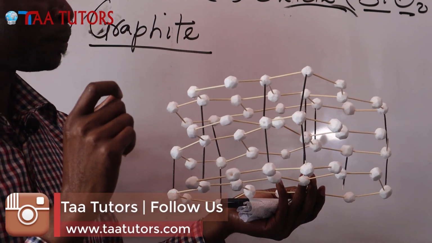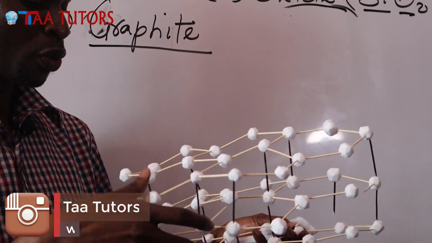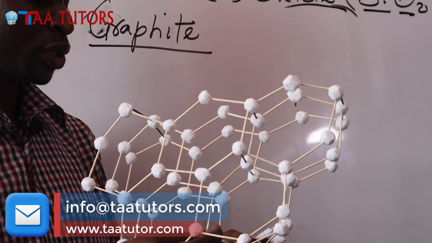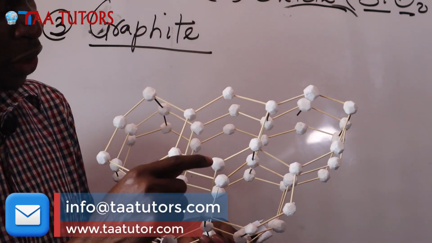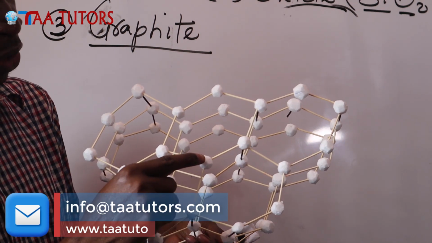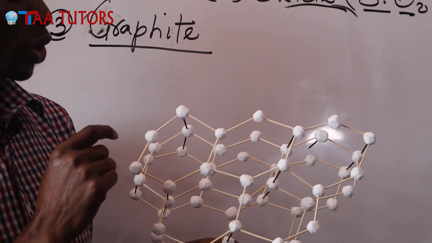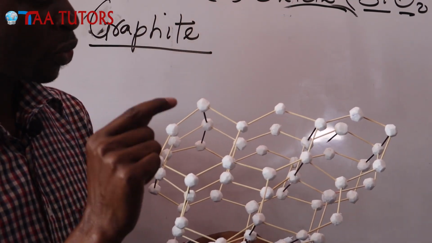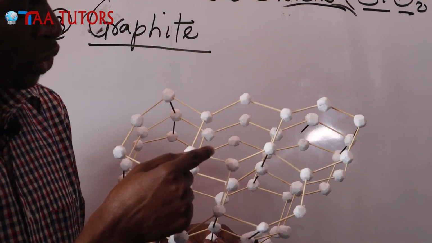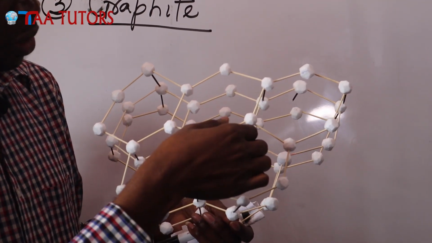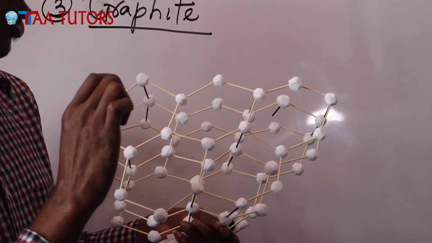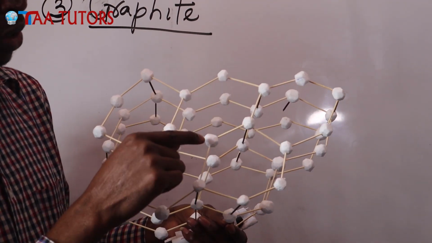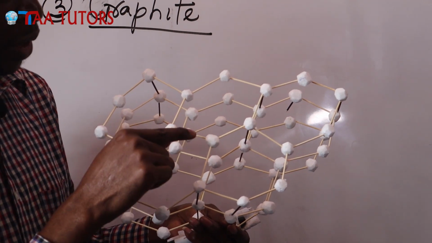Now you realize that if I show you this thing this way, so that you help me to see what we want to explain here. This is one carbon atom, and we know carbon is number 6, which is 2, 4. So it has 4 electrons in the outer energy shell. Out of those 4 electrons, only 3 have been used in bonding. You can see 3 bonds coming out of this carbon atom. Unlike diamond, where there are 4 covalent bonds coming from one carbon atom, in graphite there are 3.